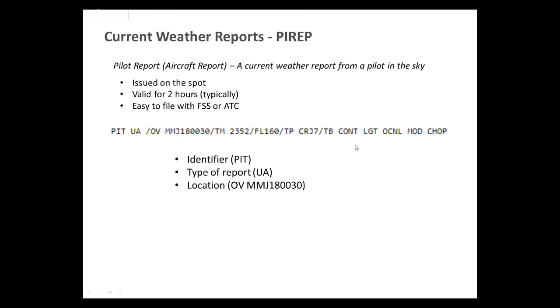The next is the location call out. And 9 times out of 10, the location is going to be a radial off a fix. So, for example, this particular report is OV, which stands for over MMJ VOR on the 180 radial, 30 nautical miles from the station.